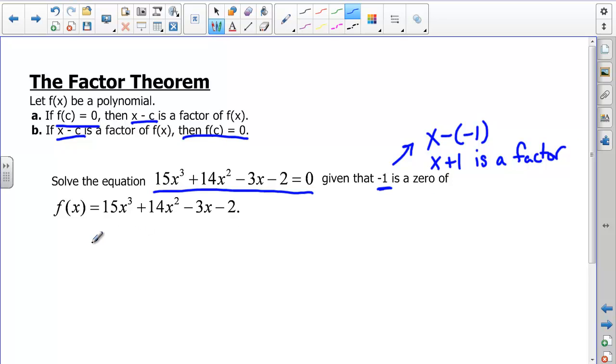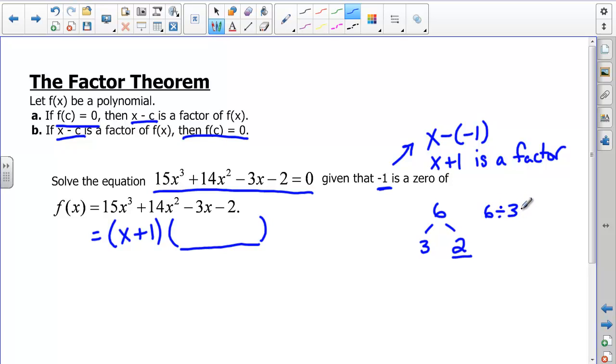Why is that helpful? Well, I know then that if I want to break this down, I can break it down into x plus 1 times another factor. How do I figure out what goes into this factor? Well, if I told you 3 was a factor of 6, how do I figure out what goes here? Well, 6 divided by 3 is equal to 2, and that's why 2 goes there. So to figure out what goes here, I need to divide 15x cubed plus 14x squared minus 3x minus 2 by x plus 1. Conveniently, we can use synthetic division.